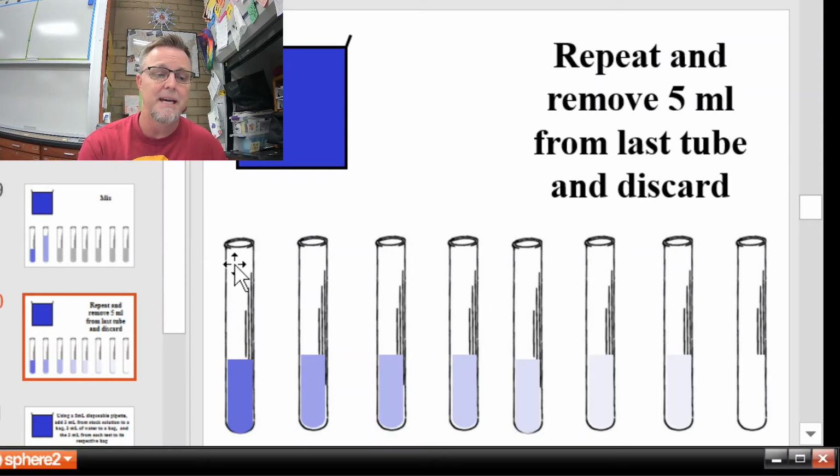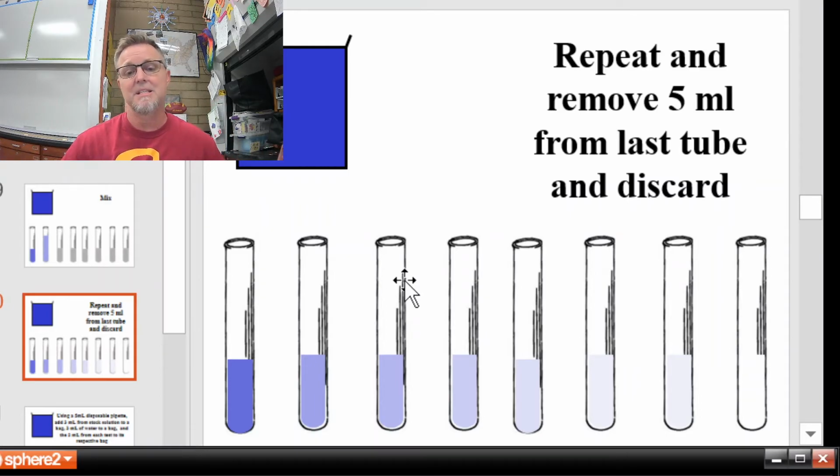So this one is 1/2 of 0.2 grams per mil. Its neighbor is 1/2 of whatever I had in the first tube. And that one's 1/2 of whatever I had in the second tube. And this one's 1/2 of whatever I had in the third tube. Do the math. I want you to be able to calculate that.